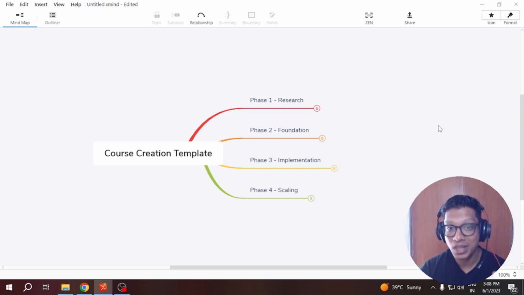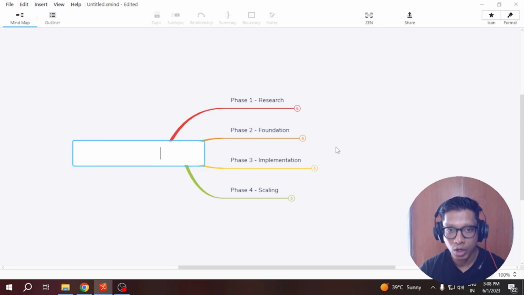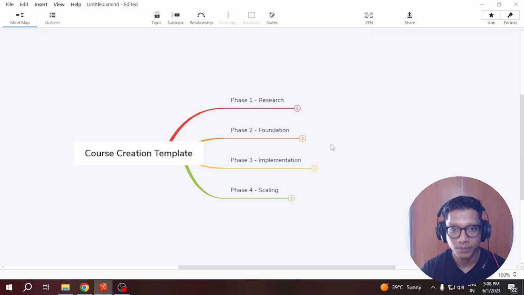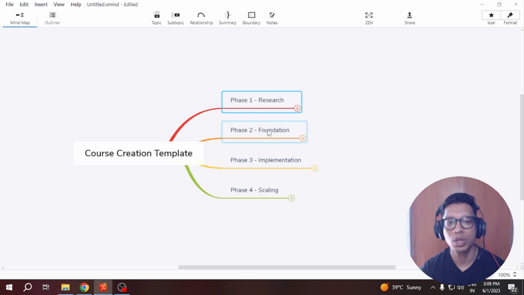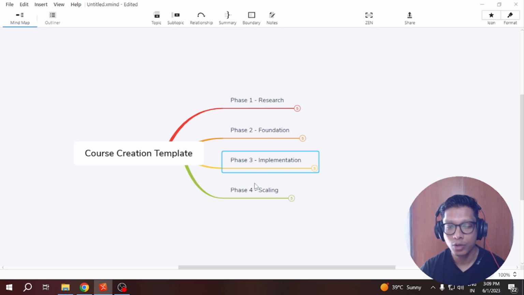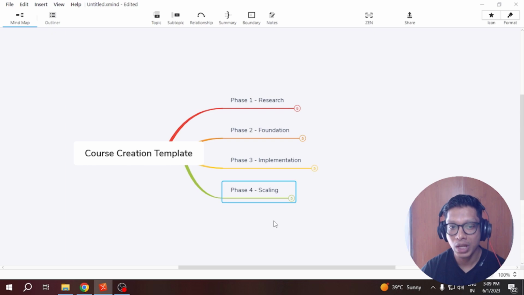Okay, so this is the exact framework that we use. So this is the exact framework, guys. I have divided this entire framework into 4 different steps, 4 different phases. Phase 1 is all about research, phase 2 is foundation, phase 3 is implementation, and the 4th phase is scaling.